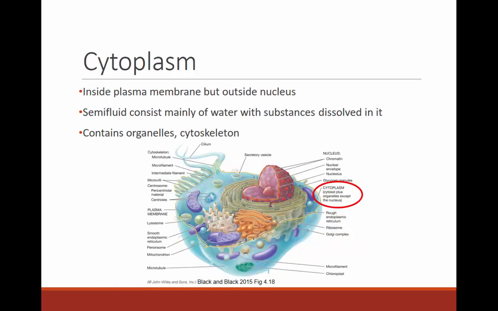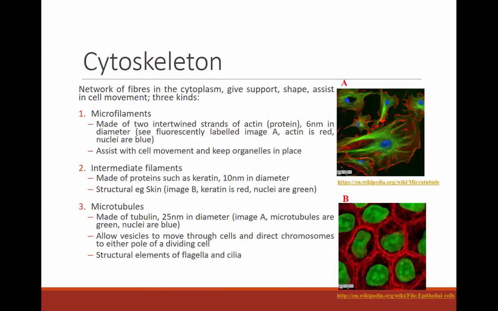Now, the cytoplasm is the liquid bit inside, but it's outside the nucleus, okay? It's got lots of substances dissolved in it, and that's where you find the organelles and the cytoskeleton. So these are the things that help with the metabolism and the structure of the cell itself. Then the cytoskeleton, the architecture of the cell, you've got a lot of fibres. If you think about the cytoskeleton as just being fibres, you've got three different types.